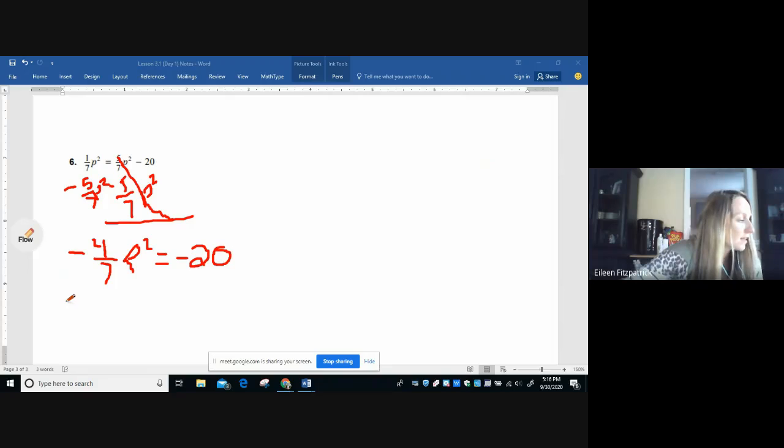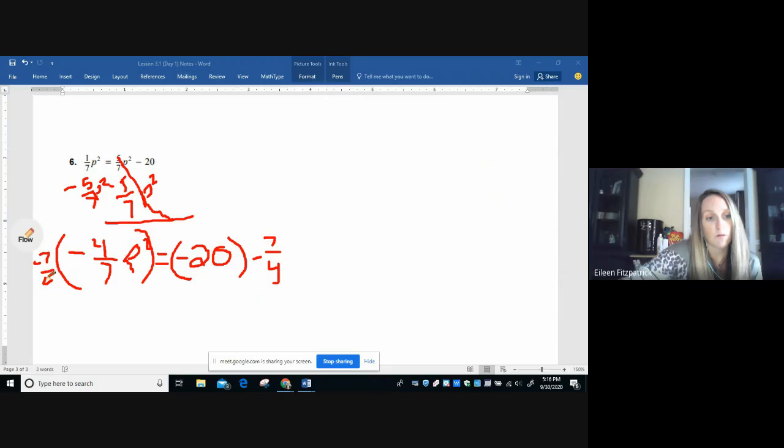Right? Then I'm going to multiply both sides by the reciprocal of the fraction. So I'm going to multiply the left-hand side and the right-hand side by negative 7/4. Multiplying negative 7/4 by negative 4/7, that's just a positive 1. Now I have p squared equals, and negative times a negative is a positive. I can cross simplify. 4 goes into 4 once, 4 goes into 20 5 times. So you're just multiplying 5 times 7 to get 35.